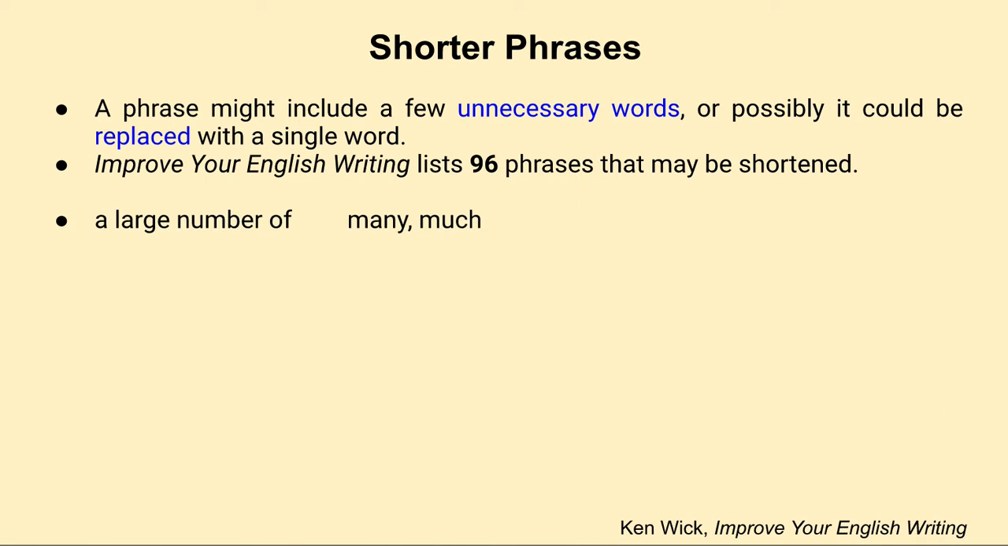Some examples are the phrase "a large number of," which may be replaced with the single word "many" or "much," depending on the context. The phrase "a lot of" may be replaced with "many." The phrase "a small number of" may be replaced with the word "some." Going back to these three examples, 4 words replaced with 1, 4 words replaced with 1 word, and 3 words replaced with 1 word. So you can see how we're shortening. You really don't need the longer phrase when you can just replace it with a single word.